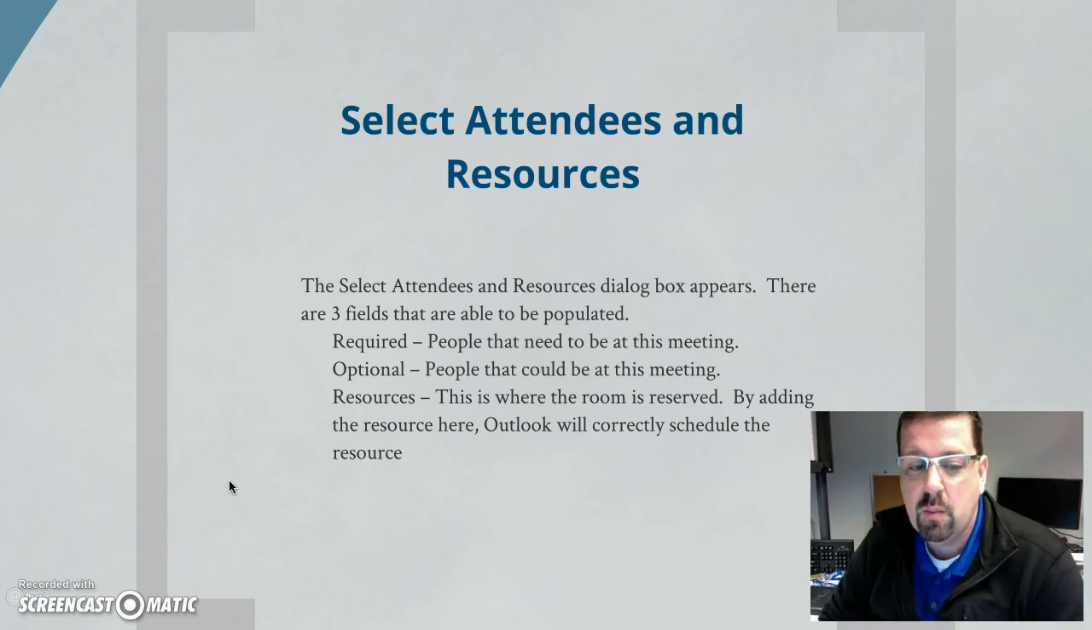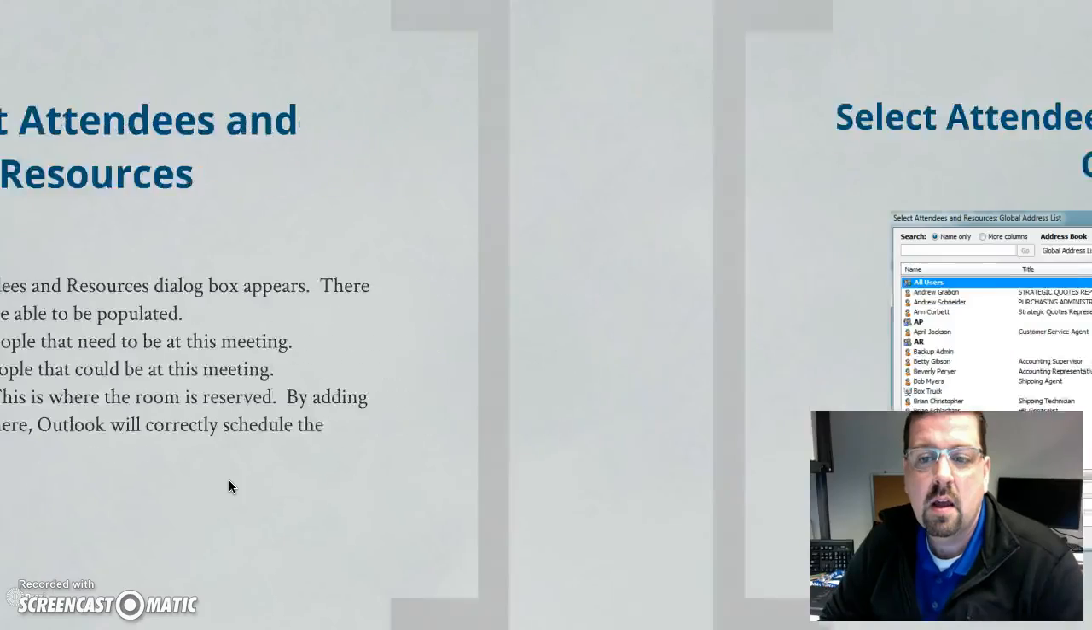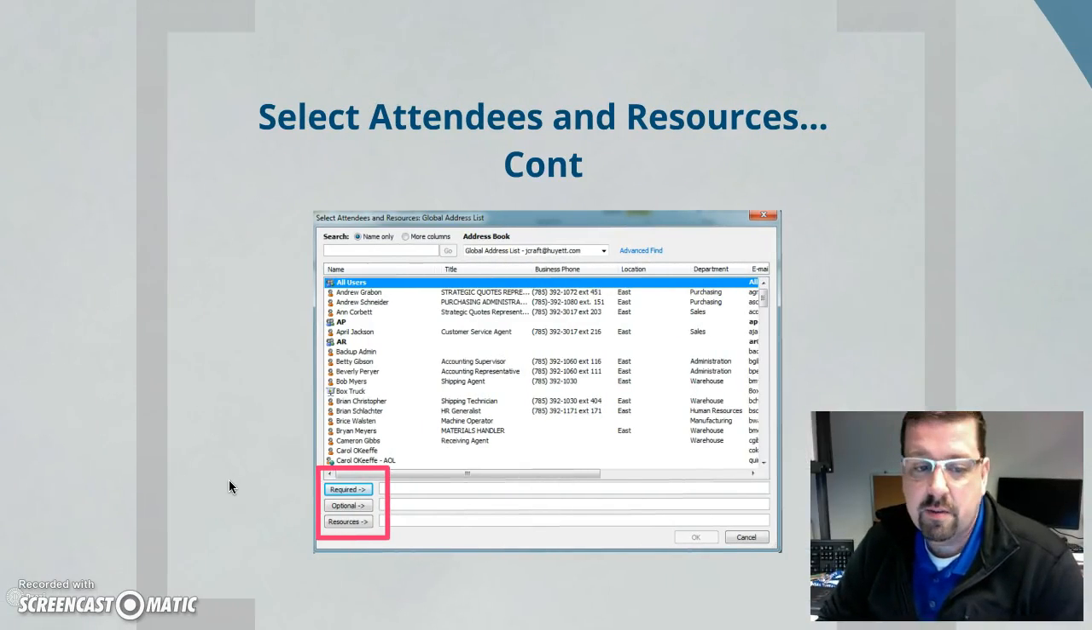There are three things you can do. One is required: those are the people that have to be at the meeting. The optional ones are the ones that could or could not be there. And the resources are things like rooms, computers, projectors. In our company, some of the things we can schedule out are trucks, vehicles, forklifts. We do a whole bunch of stuff within our Outlook environment. So we select the attendees and the resources, and this is where the required, optional, and resources appear on the screen.